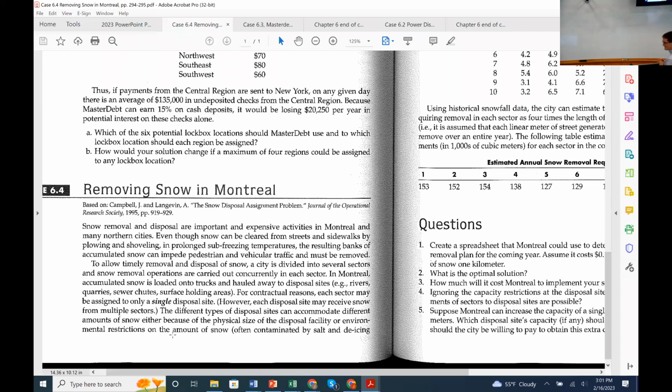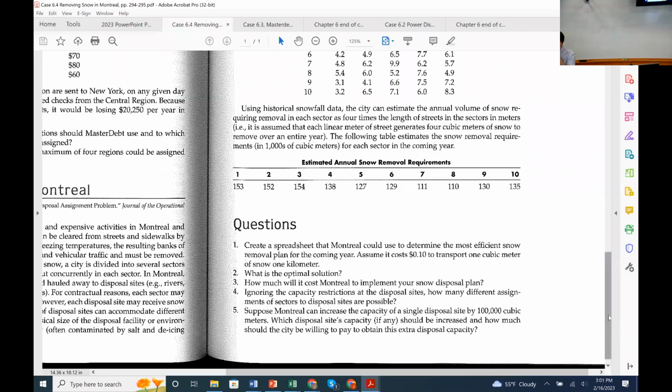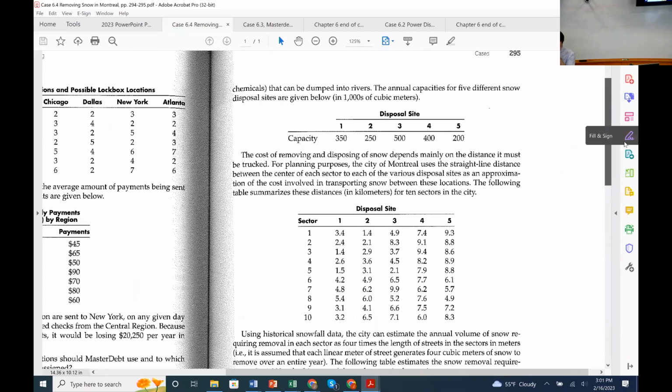We're trying to, since it costs a certain amount to transport the stuff, the snow, we're trying to make it as fair as possible for each sector.